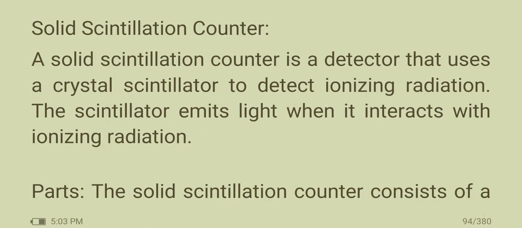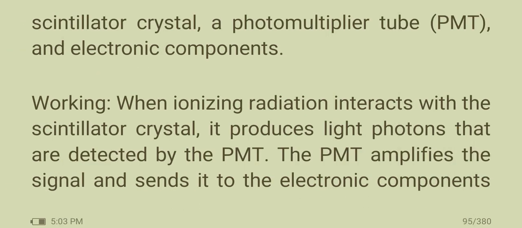Next is the solid scintillation counter. A solid scintillation counter is a detector that uses a crystal scintillator to detect ionizing radiation. The scintillator emits light when it interacts with ionizing radiation. A solid scintillation counter consists of a scintillation crystal, a photomultiplier tube or PMT, and associated electronic components.